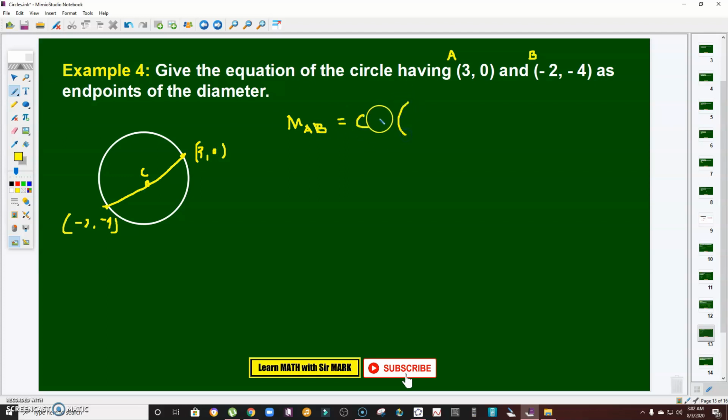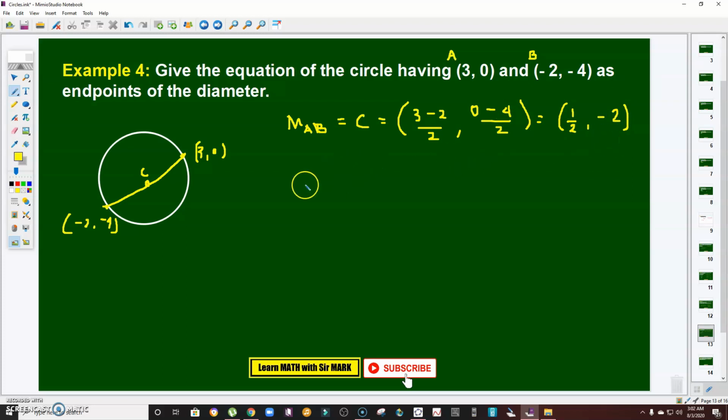So that is, 3 plus negative 2, or 3 minus 2 over 2, and then 0 minus 4 over 2. So that will be the coordinates of your center, which is the midpoint of AB. That is 3 minus 2, that's 1 over 2, that will give you 1/2. See that? Negative 4 over 2, that's negative 2. So therefore, this will be your center.